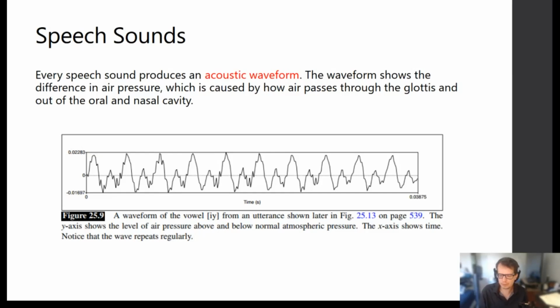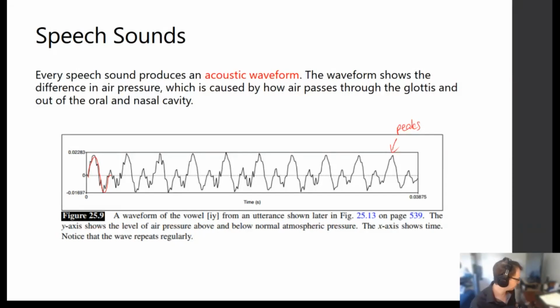Well, when we produce sound, we produce these waveforms. What this waveform is showing is a difference in air pressure. The air pressure comes from the throat. When the glottis opens and air is released, we get this difference in air pressure as it comes through our mouth, and this is being recorded in this waveform. So we have these peaks in our waves. This is the very top.